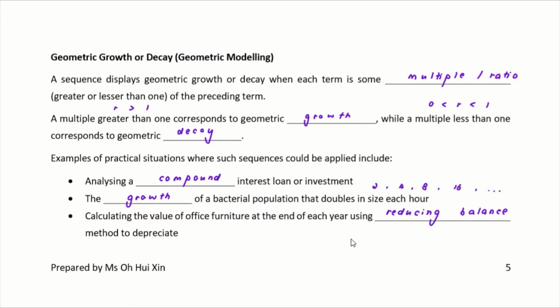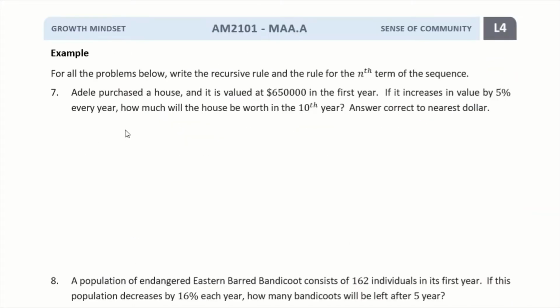All right, so now let's look at example 1, which is question 7. For all the problems below, write down the recursive rule and the n-th term rule for the sequence. So it just applies for this set of handout. I hope you understand that not every question needs you to write these two things, but it's for you to practice in this handout that you are actually using your GP to solve all these questions. That's why I want you to practice it.